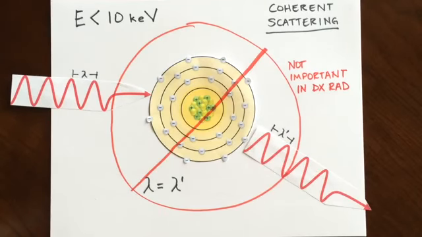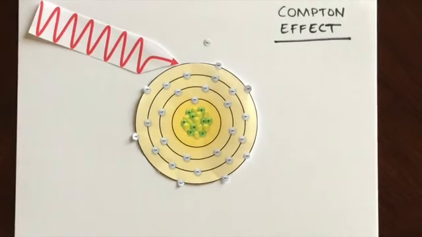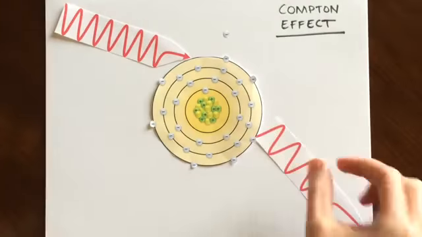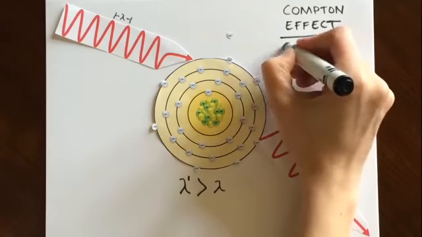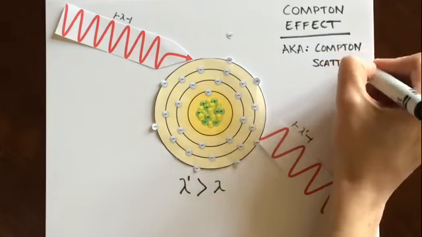The Compton effect refers to interactions between an X-ray photon with an outer shell electron. The photon causes the atom to lose an electron. Remember, this is called ionization, and the X-ray photon is scattered in a different direction with less energy. This interaction may also be called Compton scattering, since the X-ray is now traveling in a different direction.